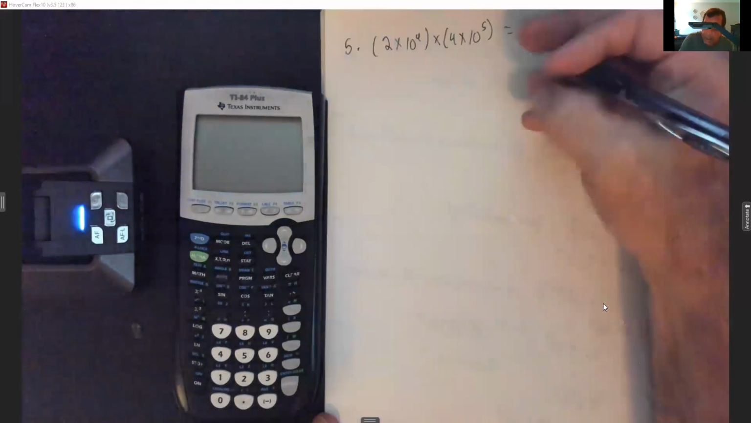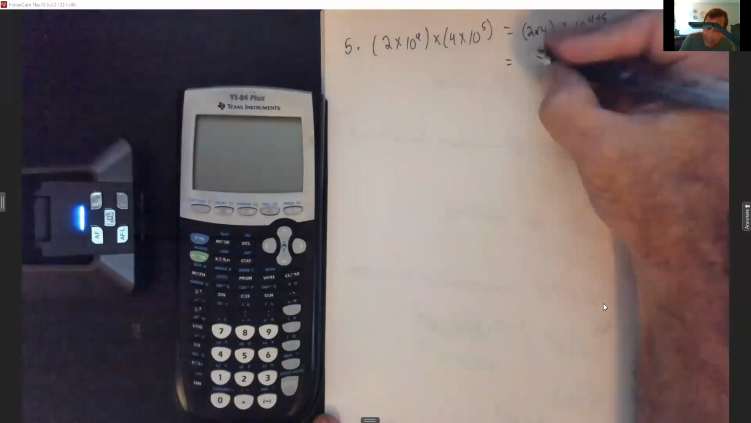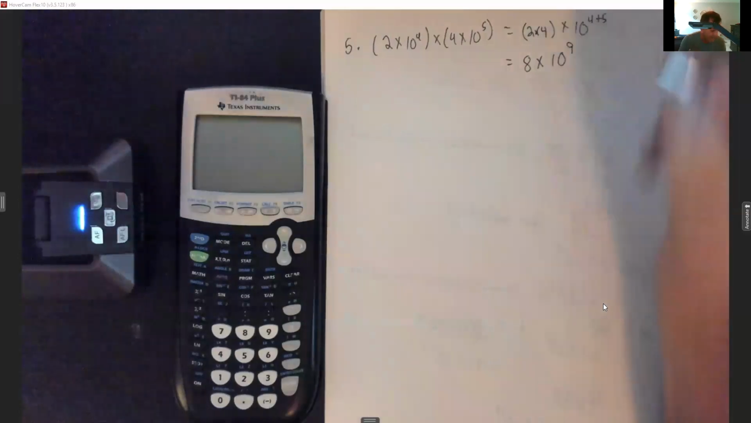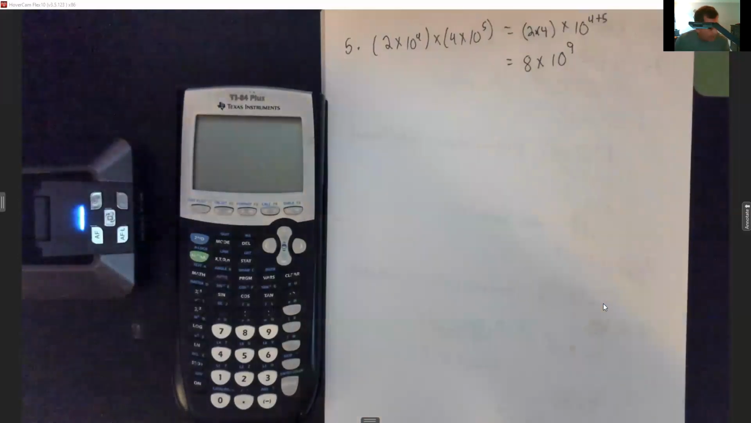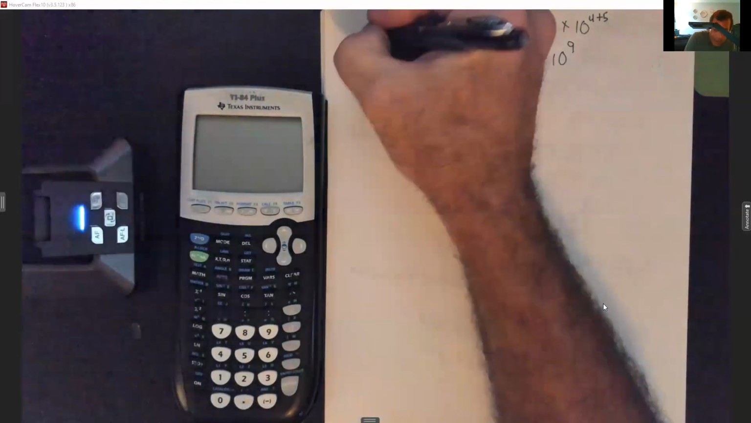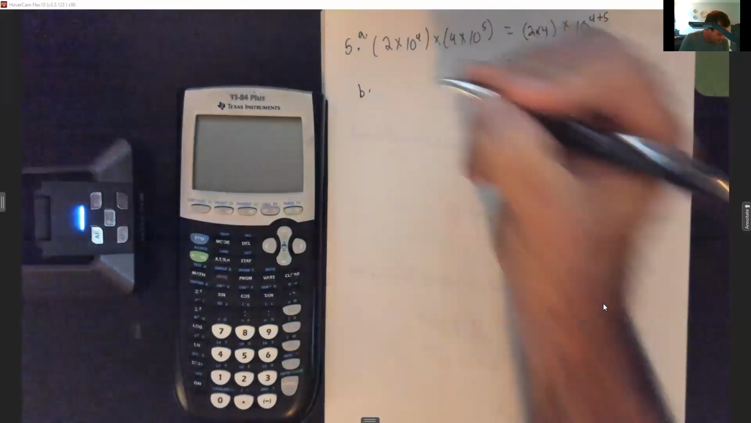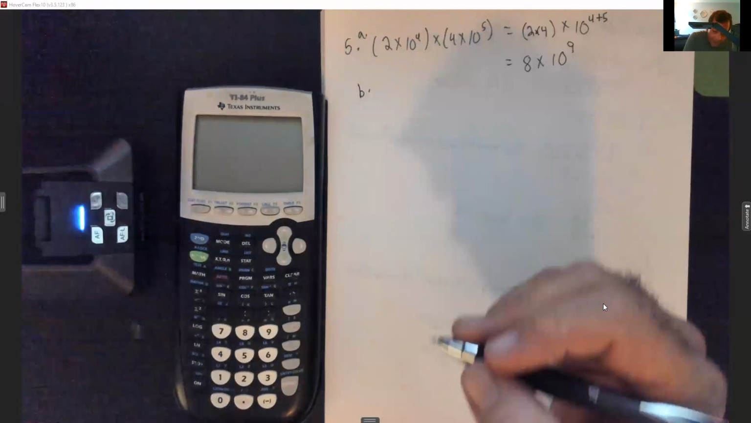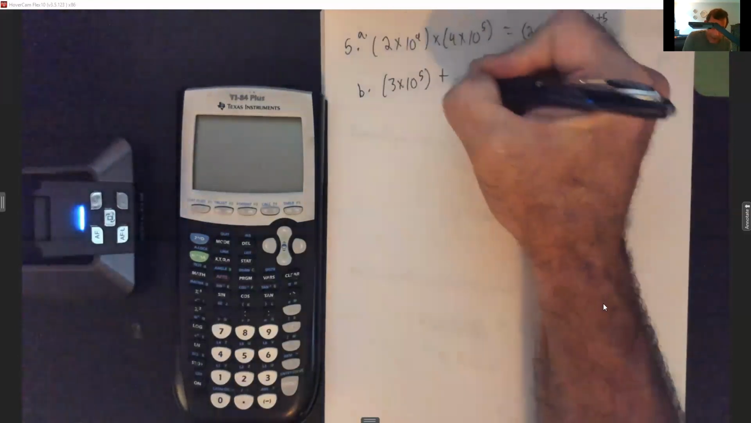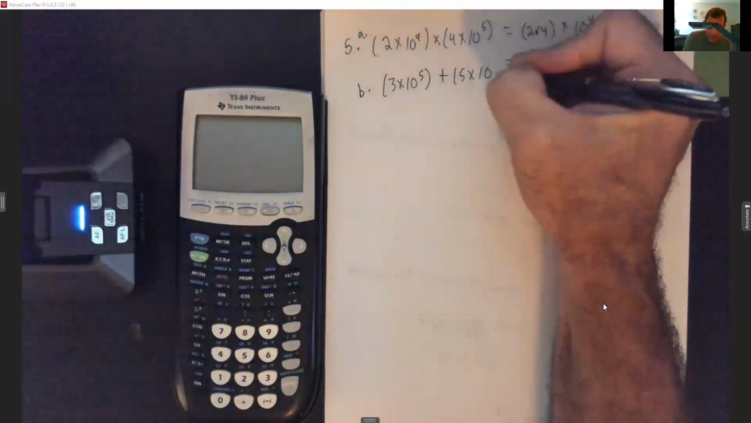So let's see what we get. 2 times 4 is 8. Times 10, 4 plus 5 is 9. All right, let's see what would I do to B. B, that was A. B is 3 times 10 to the 5th plus 5 times 10 to the 4th.